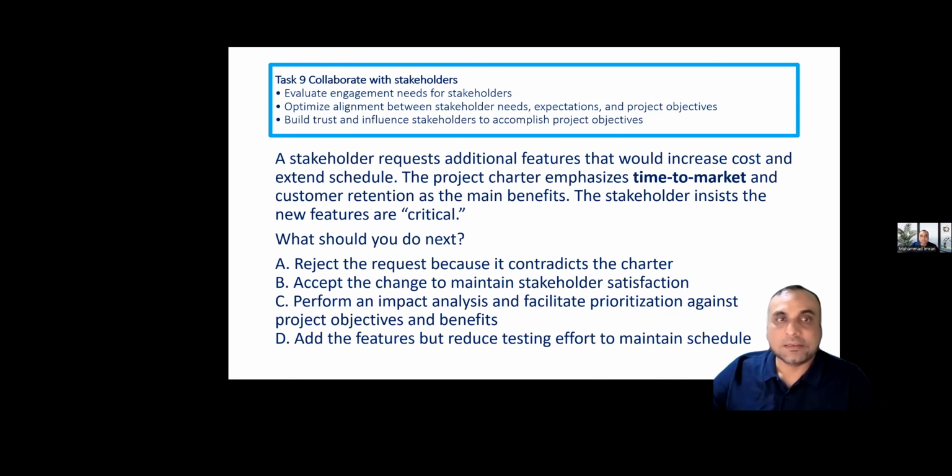Let's go next. A stakeholder requests additional features that would increase cost and extend the schedule. The project charter emphasizes time to market and customer retention as the main benefits. The stakeholder insists the new features are critical. What should you do next? Reject the request? You are not the one to reject or accept a change request until your governance defines how much change request authority you have.